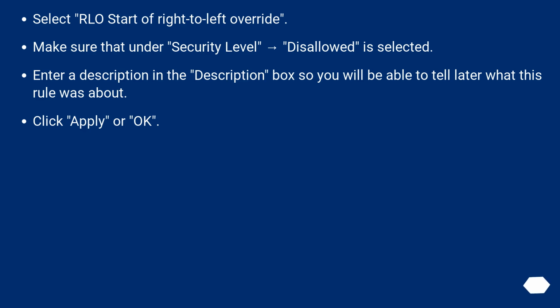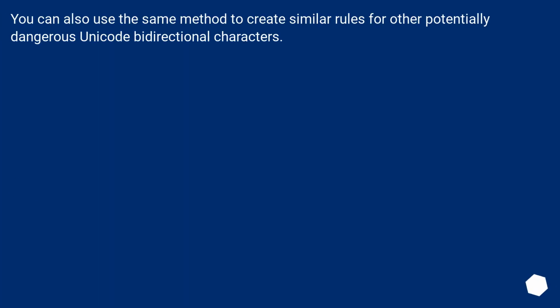Make sure that under Security Level, Disallowed is selected. Enter a description in the description box so you will be able to tell later what this rule was about. Click Apply or OK. You can also use the same method to create similar rules for other potentially dangerous Unicode bidirectional characters.